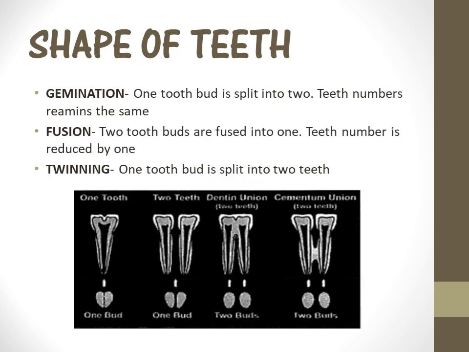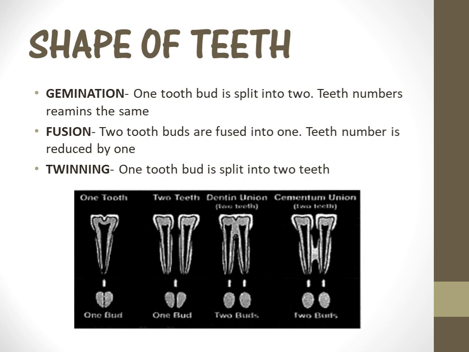Okay, moving on to the shape of the teeth. In this you have something called gemination, which means, if you see this picture, a single tooth bud is split into two. It's not completely split into two. If it is completely split into two, it's called twinning. A single tooth bud is split into two in the crown surface alone, so that's called gemination. If it is split completely into two, it's called twinning.